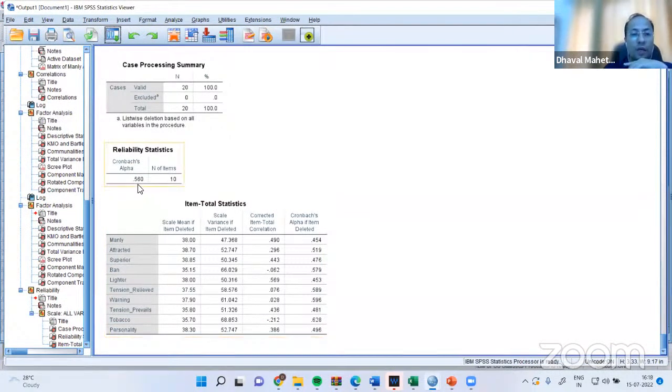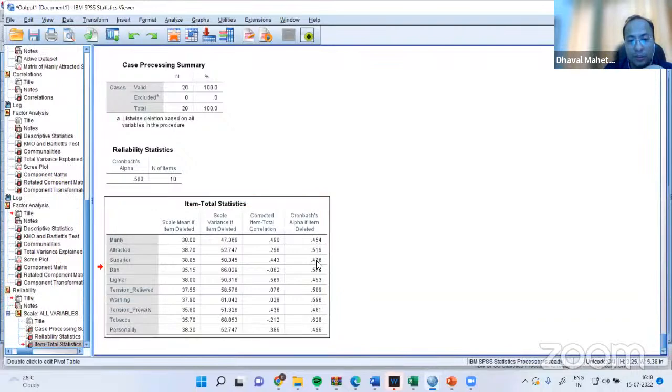This Cronbach alpha value should be more than 0.6. Then only we can say that the scale is reliable. Okay. Moreover, the concept here is that you will have to see the individual statements. What it says is, if I delete manually, will this Cronbach alpha increase and go above 0.560?